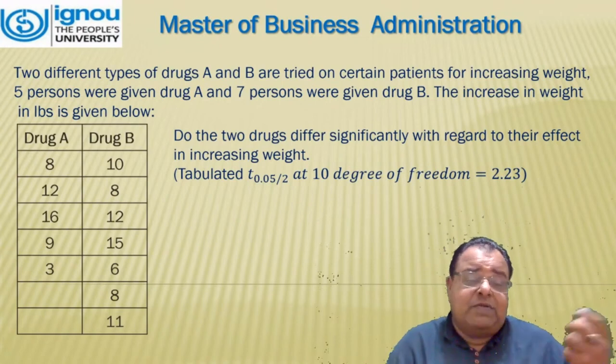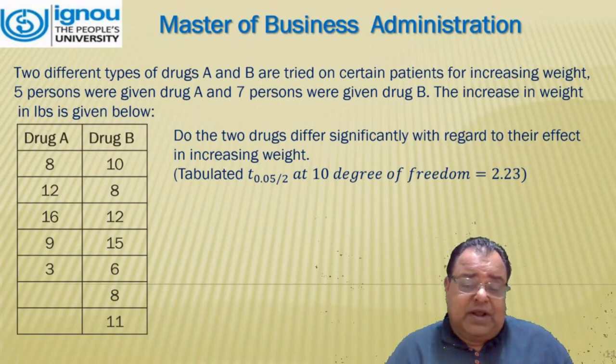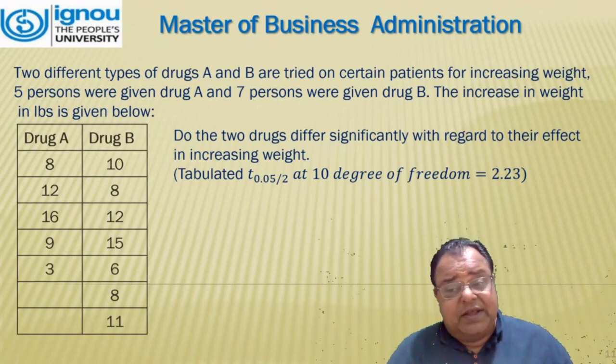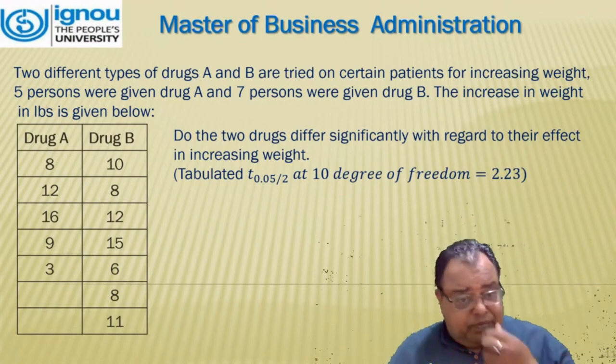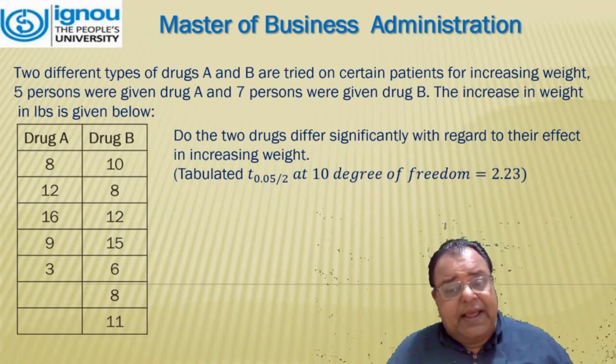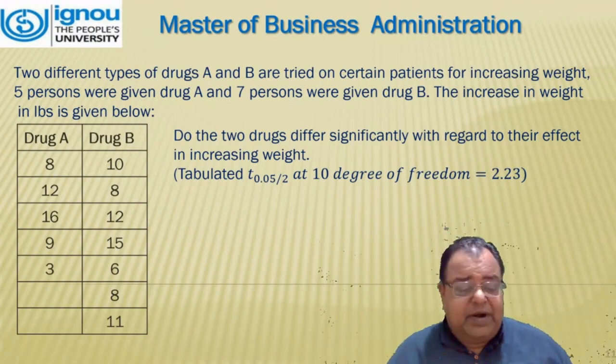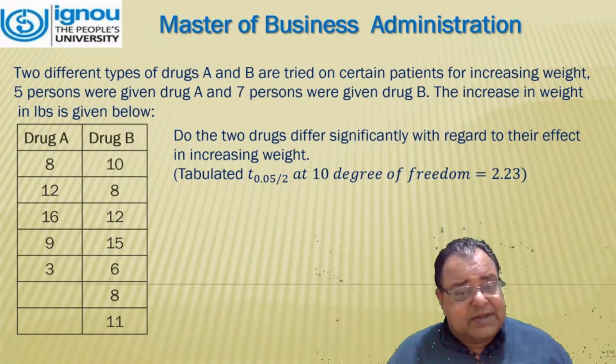Now, what conclusion do we have to draw, and how is the conclusion drawn? Do the two drugs differ significantly with regard to their effect in increasing weight? And the tabulated value t 0.05 by 2 at 10 degrees of freedom is 2.2. Now, the question arises: what do we have to do?